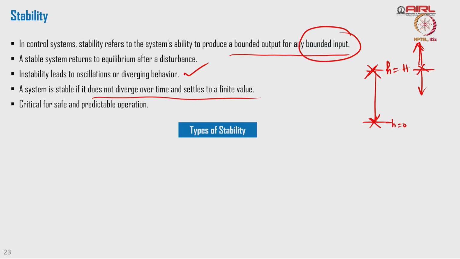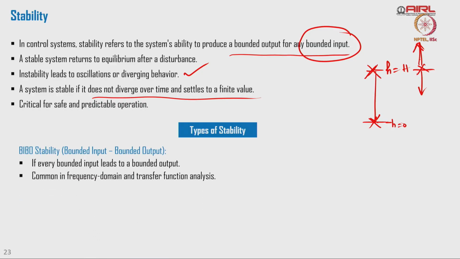There are certain types of stability. One is bounded input, bounded output stability. If every bounded input leads to a bounded output, then we say that the system is BIBO stable. It is common in frequency domain and transfer function analysis. We will not be discussing frequency domain in this particular course, but readers are always encouraged to go through the reading materials to understand it. It is a very important concept and will give a different understanding or notion about control systems.